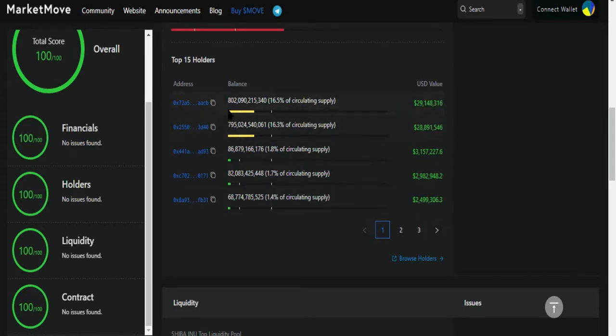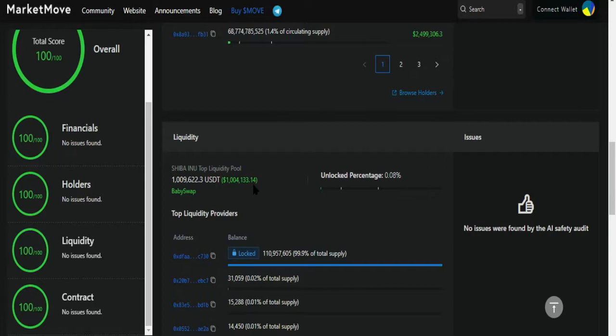You can go and check that wallet, and you can see, whoa, okay, but this is your main thing. You see the unlocked percentage is 0.08. I like that. The reason why I like that is because if this liquidity pool was unlocked 100%, that means that Sheep could just rug pull you. All liquidity gone, right? And it's right here, as you can see, locked right there.